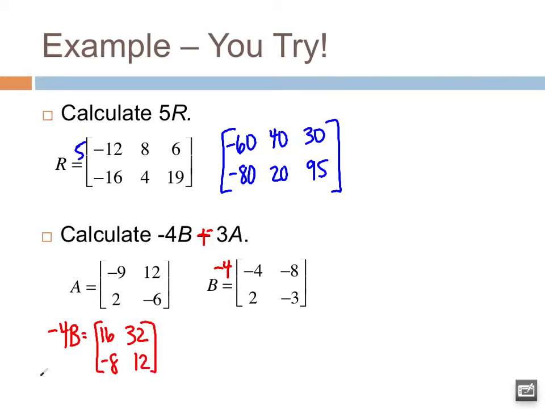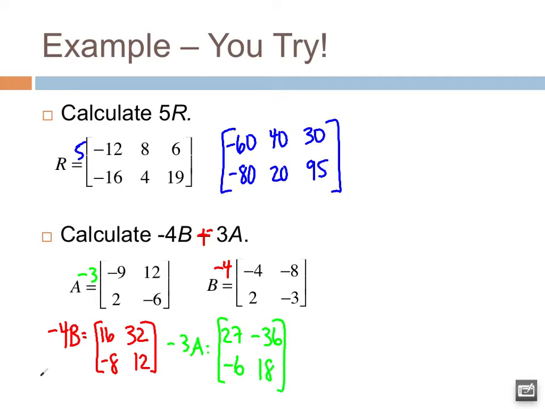Okay, now I'm going to calculate negative 3A. So negative 3A. Multiply everything by negative 3. Negative 3 multiplied by negative 9 is positive 27. Negative 3 and 12 is negative 36. Negative 3 and 2 is negative 6. And then negative 3 and negative 6 is 18.